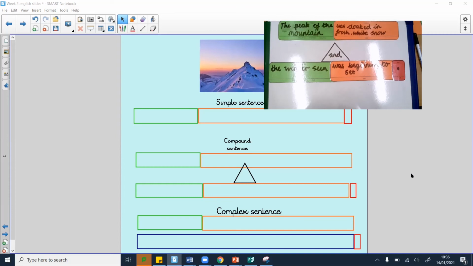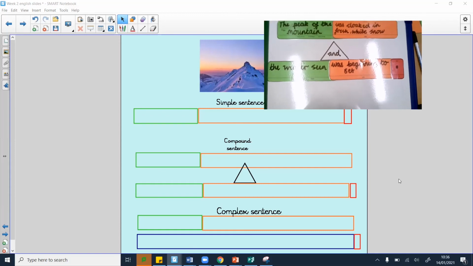Can you have a go now at writing your own compound sentence about our scene that we can see on our slide? Wonderful, and you can play the video when you're ready. Fabulous. Finally then, we're going to have a look at our complex sentence. So I'm just going to pause and get my rainbow grammar cards ready to show you my turn.